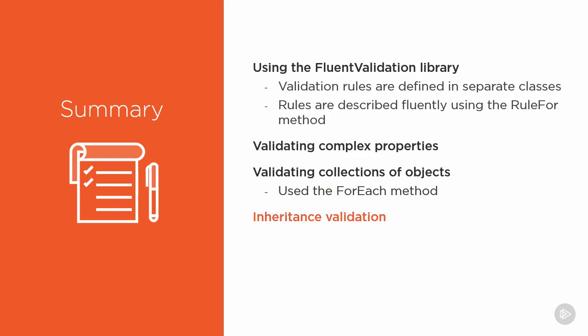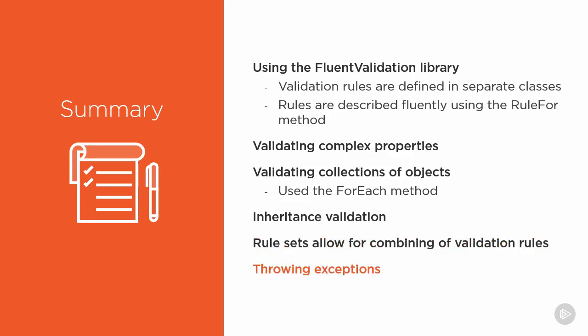Next, we discussed inheritance validation and that it can only be used for validating domain classes, which is an anti-pattern we'll discuss later in this course. We also discussed rule sets, a feature that allows you to combine several rules into a group and then execute or ignore that group during validation. The purpose of this feature is to reuse the same validator class for different API endpoints. Finally, we talked about how to throw exceptions during validation as opposed to returning a validation result.